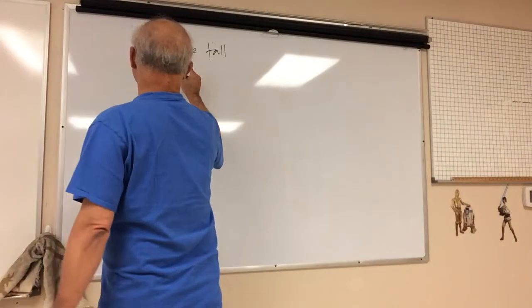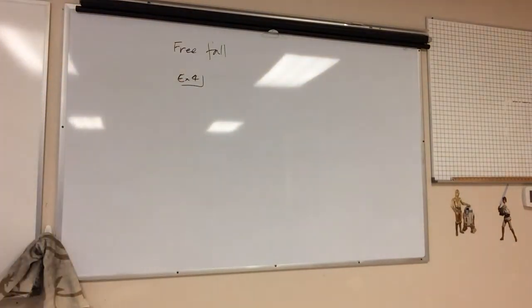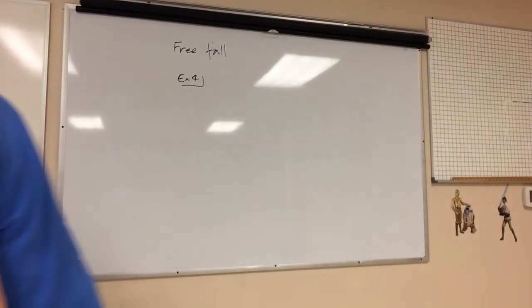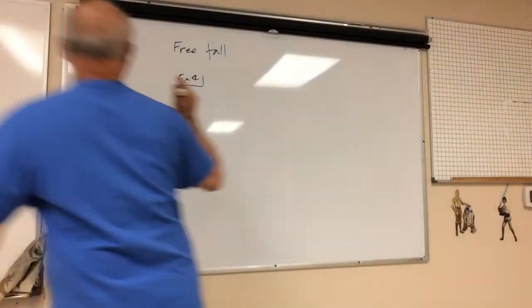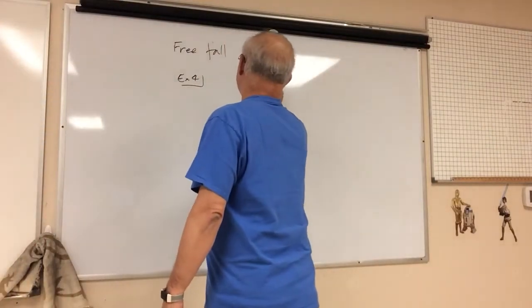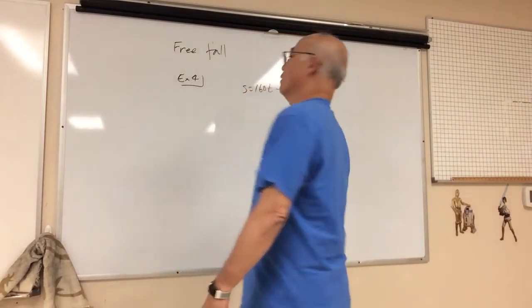Example number 4. Let's do example number 4. Hopefully this will jog our memory and we will just work with this. A dynamite blast propels a heavy rock straight up with a launch velocity of 160 feet per second, and it reaches the height s after t seconds. So we have s is equal to 160t minus 16t squared.